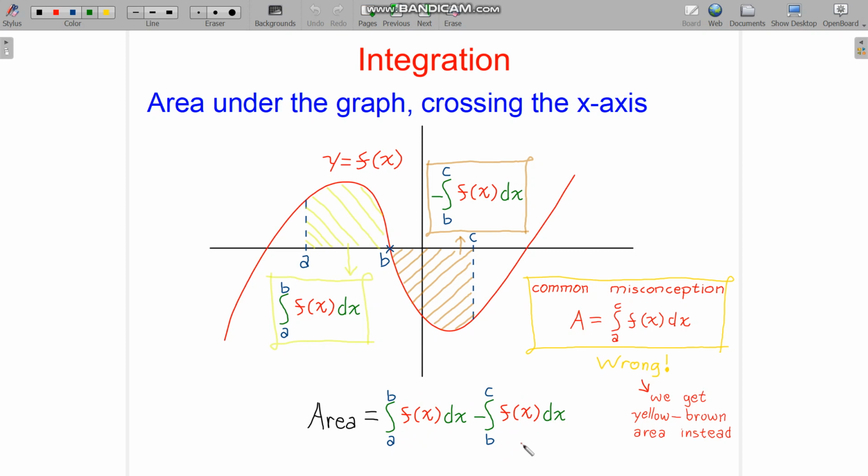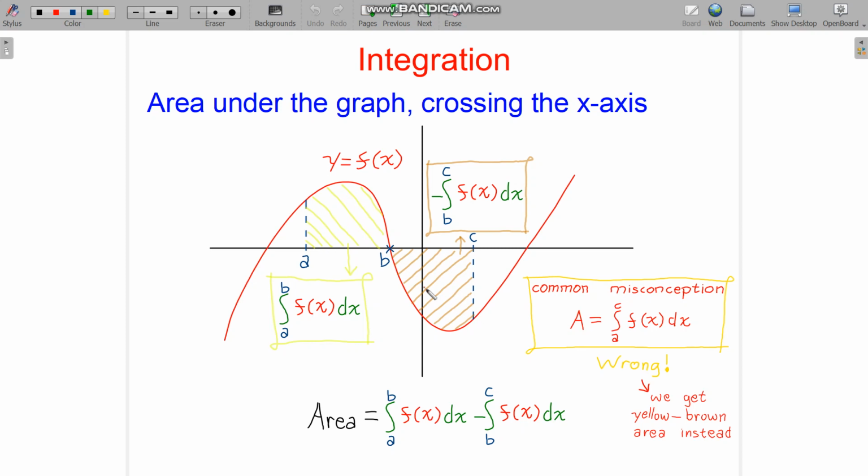A common misconception is to use the integral from a to c without splitting the two integrations. And if we do this, what we get is the yellow area minus the brown area. So we're not adding these two areas, we're doing this area minus this area.